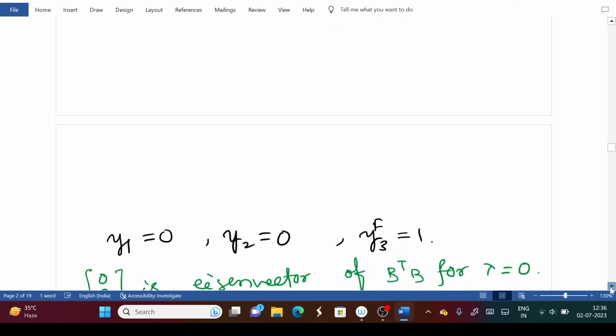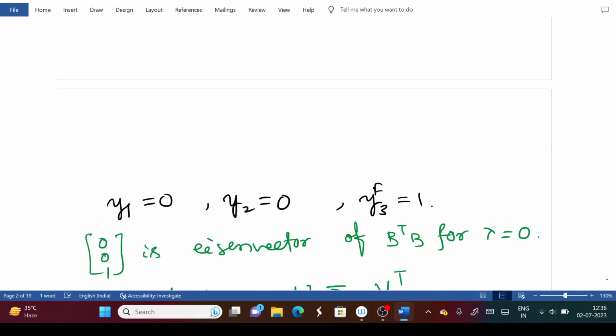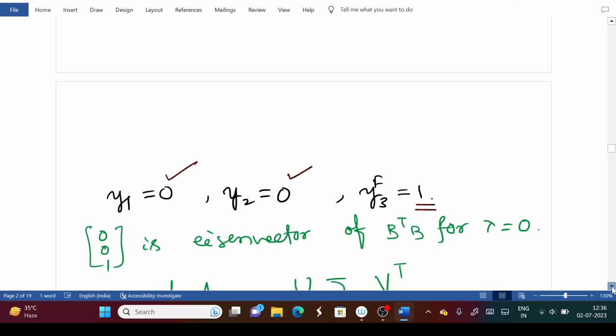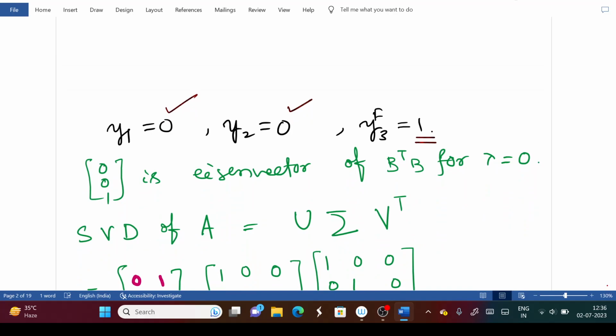Let us substitute that. So y3 is free, so I have assigned value 1 to it, and the previous two values were pivot variables, where we got the values from the equation. It is y1 equal to 0 and y2 equal to 0. So the eigenvector corresponding to lambda equal to 0 of the matrix B transpose B is given by 0, 0, 1.